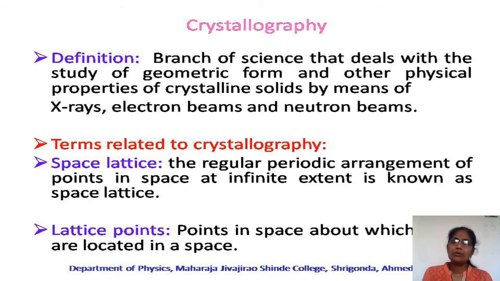Then, in order to understand crystallography, we should learn a few of the terms related to crystallography. The first one is space lattice. What is space lattice? Space lattice is nothing but a regular periodic arrangement of atoms in three-dimensional space so that each point will have the same environment as that of the other. It means that there is a regular periodic arrangement of atoms in three-dimensional space, and the environment about each atom will remain the same. Such an arrangement of points is called a space lattice.